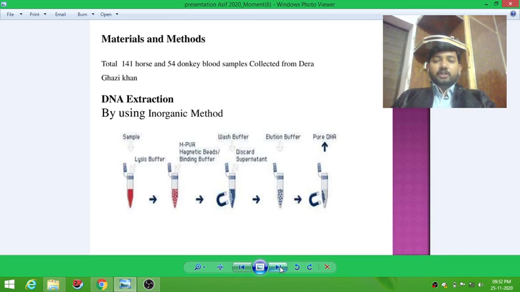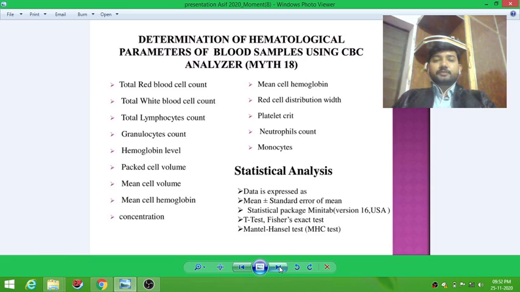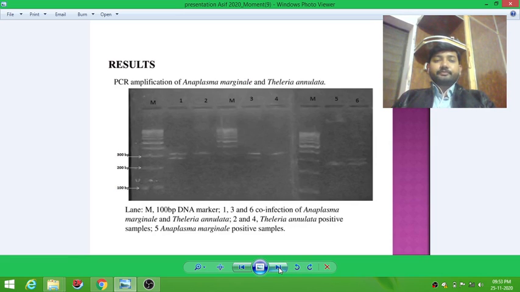DNA was extracted by the inorganic method. We collected about 195 animals that were quite healthy. PCR was done with an annealing temperature of 56, and we ran about 30 cycles. In addition to PCR, we also did the CBC with the help of an analyzer. The statistical analysis was done. We applied the t-test and Fisher's exact test for the analysis of the data.